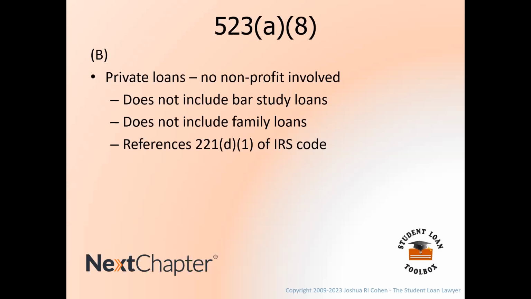So their loans from mid-2006 and more recent are all true private loans. They fall under (B). So again, it does not include bar study loans, does not include family loans. It's got to be an arm's length transaction. And most importantly, (B) references 221(d)(1) of the IRS code. And if you go through and root around, you'll find other reasons that student loans from Sallie Mae or other private lenders may not actually be a student loan and therefore are dischargeable by right.